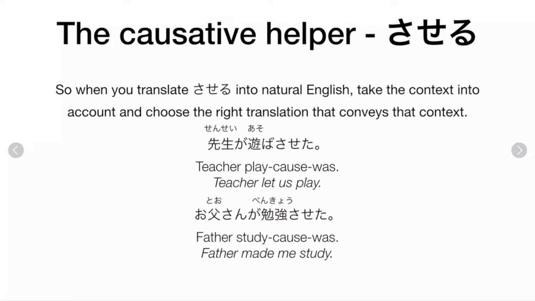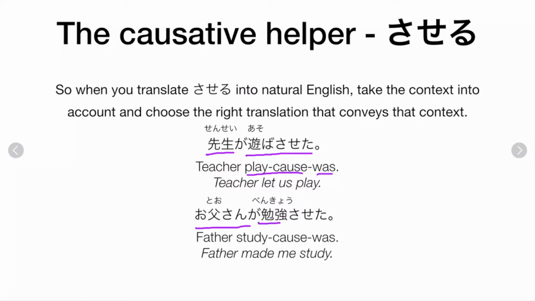Okay, how does that work? So when you translate saseru into natural English, use the context of the sentence to figure out how to translate it into natural English. Sensei ga asoba saseta. Right? Teacher, play cause was. So realistically, think about it. Is a teacher more likely to force you to play, or are they more likely to allow you to play? And based on that, you can figure out how you want to translate that. So most likely, teacher let us play, right?